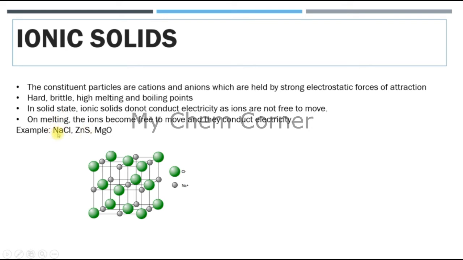Now, classic examples of these are sodium chloride, zinc sulfide, magnesium oxide. These are some of the examples of ionic solids that you can give.